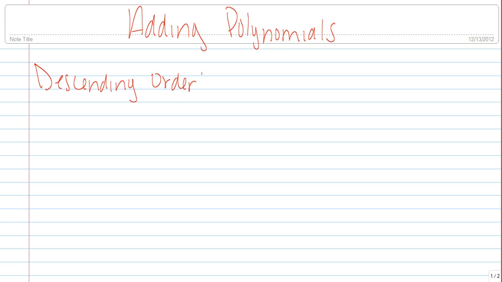You want to make sure that when you combine, whether you're adding or subtracting or whatever we're going to do in the future with polynomials, your final answer has got to be written in descending order. So what is descending order? Descending order is starting with your highest exponent and going backwards, or descending.